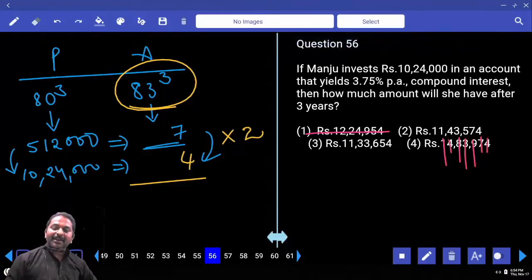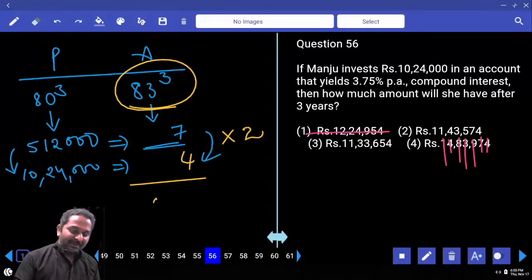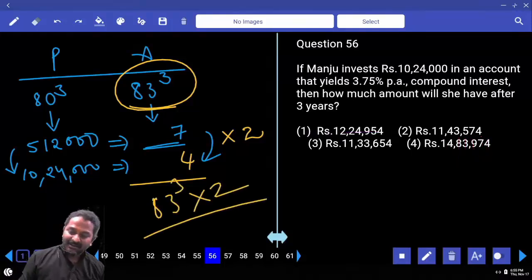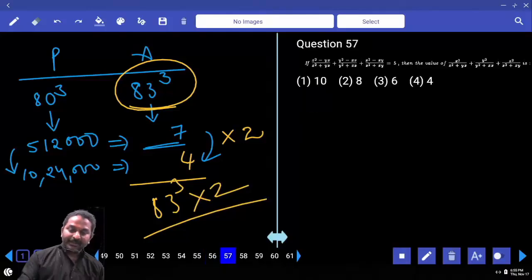So how many are left? Two are left. Nothing more can be done. Two options are there. You have to calculate the 83 cube value and multiply it by 2. That gives your final answer. Okay? Right. Next.